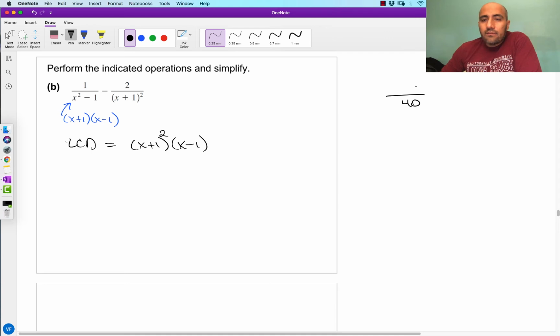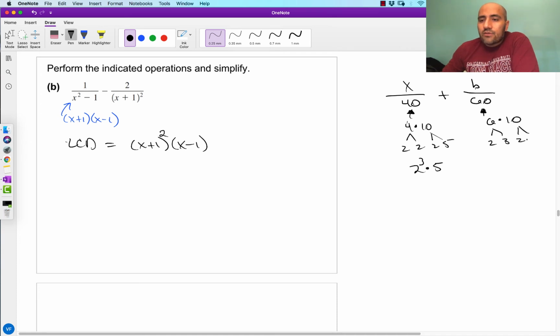say we had x over 40, and we want to add it to, I don't know, b over 60, and we wanted to find the least common multiple between 40 and 60. One way to do it is to find the prime factorization of each of these. So that'd be 4 times 10, which then gives you a 2, 2, and a 2 and a 5. So that'd be 2 to the third power times 5. And this one is 6 times 10, which is a 2, a 3, and then a 2 and a 5. So this is 2 to the second times 3 to the first times 5 to the first.